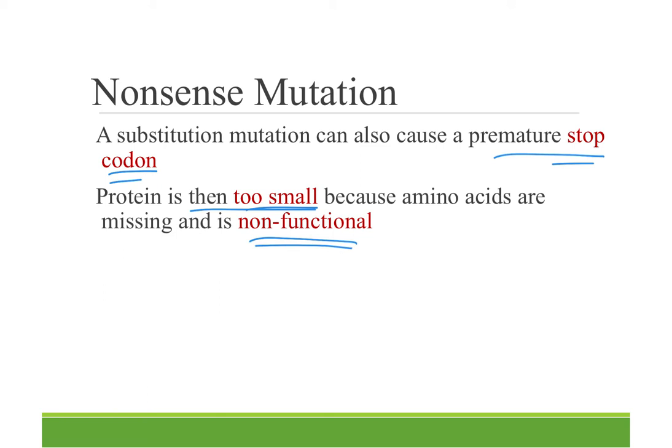And these proteins are non-functional. So the sickle cell anemia hemoglobin is partially functional, but it has other issues because it changes the shape. But in this case, in a nonsense mutation, you just lose that protein as a functional part of the body's homeostasis, lose it entirely.